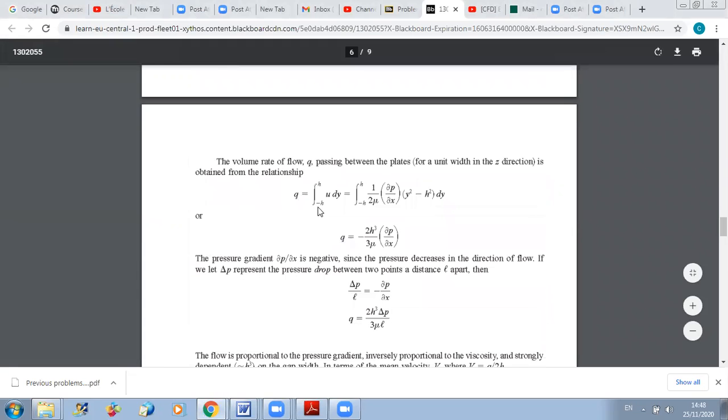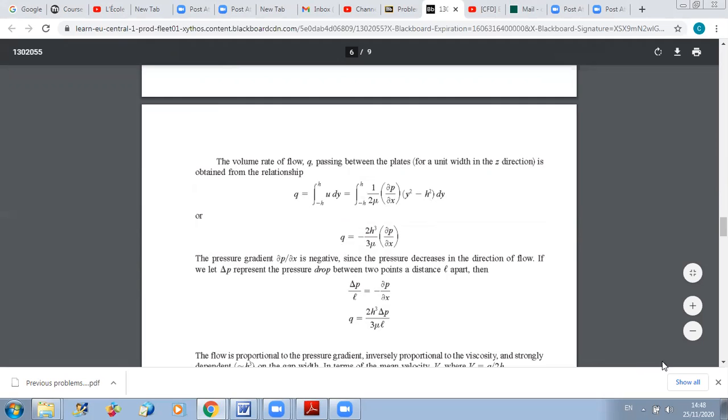Okay. So here they integrated from -h to h of your functions. The integral is very simple because this is a constant. The integral of y squared is y cubed over 3. And this is a constant, so the integration is -h squared y. And then you replace by the boundaries, you can get the value of your flow rate.